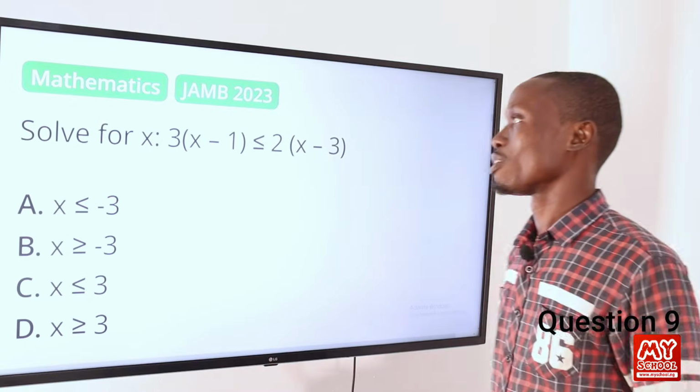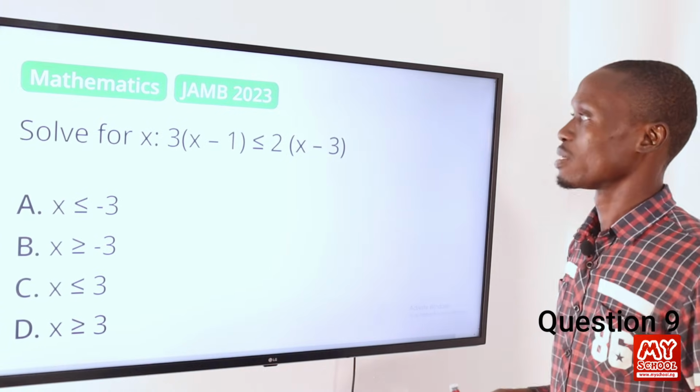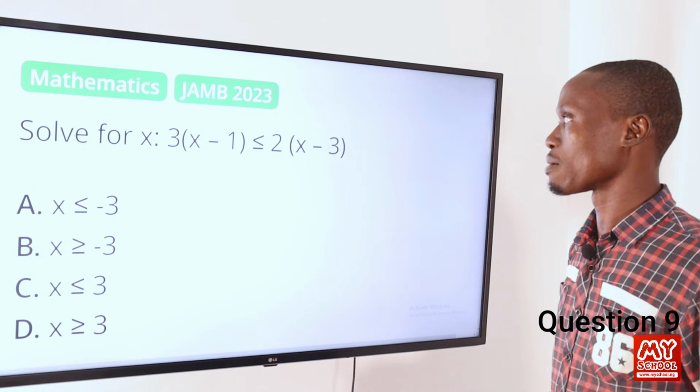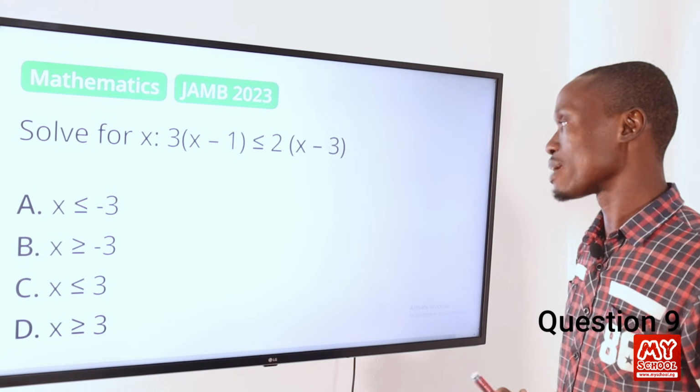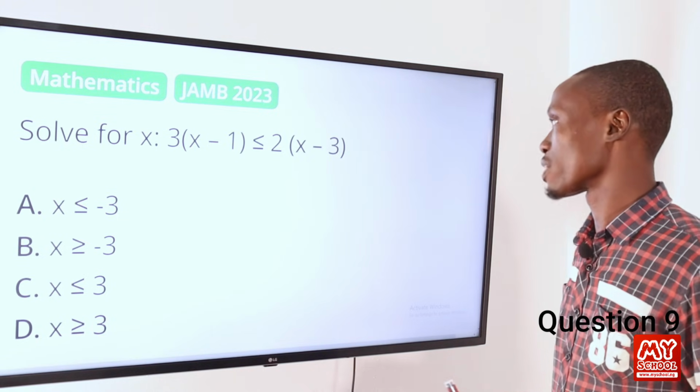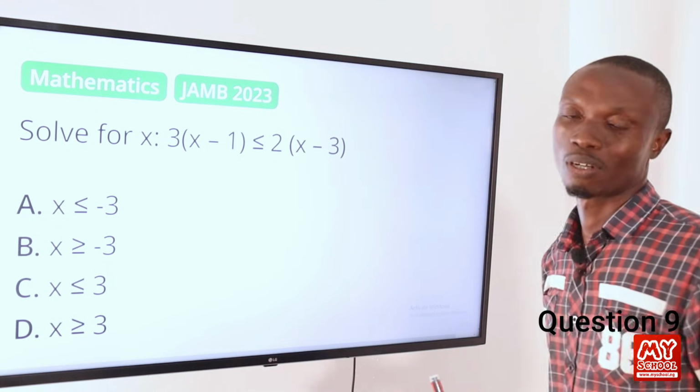Question 9. Solve for x. 3 open bracket x minus 1 is less than or equal to 2 open bracket x minus 3. So let's move over to our board.